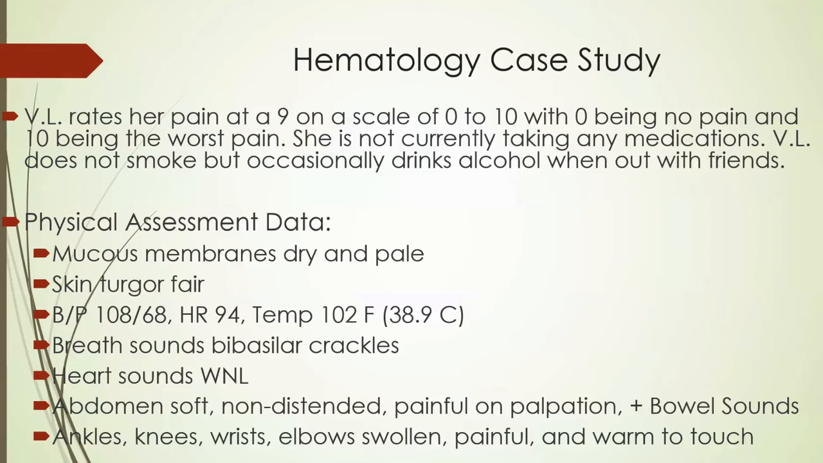Physical assessment data: mucous membranes dry and pale. Her skin turgor is fair. BP 108 over 68. Heart rate 94, temp 102 Fahrenheit, or 38.9 Celsius. Breath sounds bibasilar in each base. We're hearing crackles. Heart sounds are within normal limits. Abdomen is soft, non-distended, but painful with palpation. No, she doesn't have bowel sounds. And ankles, knees, wrists, and elbows are swollen, painful, and warm to touch.